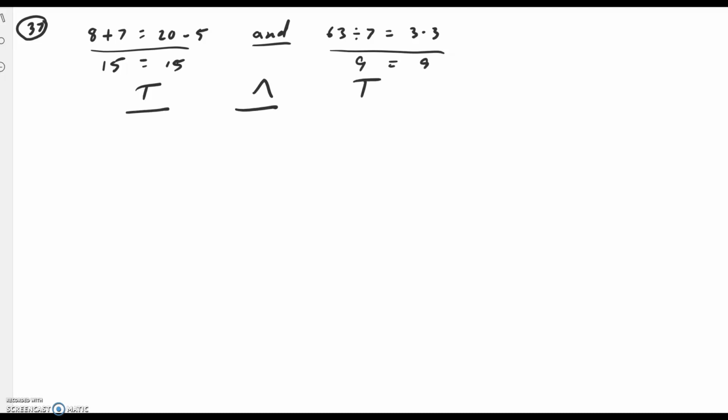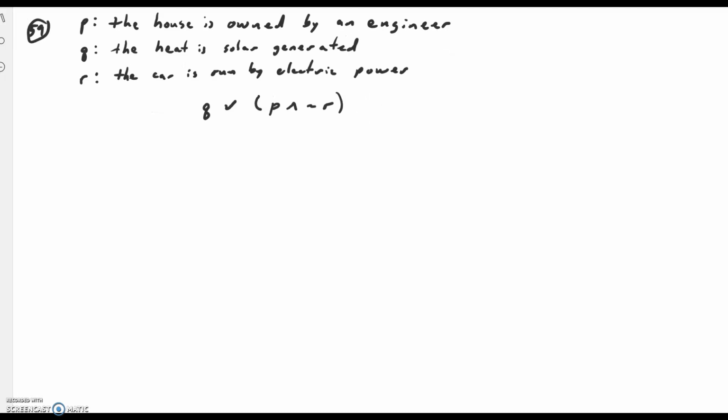So we have true and true, which is true. So 37 is a true statement. Problem 59, we're asked to translate some words into symbols, a compound statement into symbols, given some simple statements.